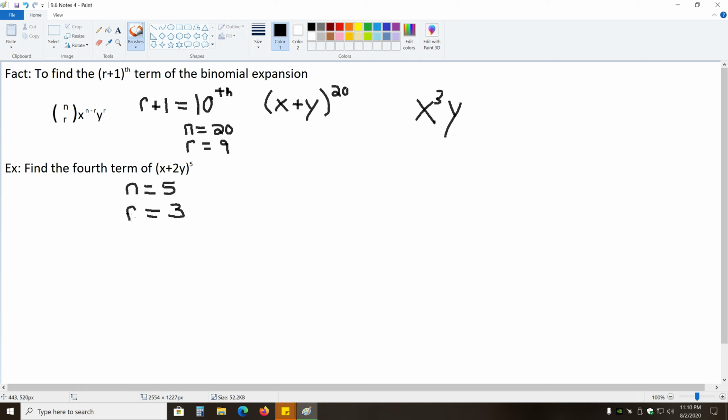And now we can just plug everything we need into our formula. We have n choose r, so 5 choose 3, times x is our first term, to the n minus r gives us to the 5 minus 3, times the second term, so it's plus 2y. It's a positive 2y for the second term. If it were minus 2y, it'd be a negative 2y for the second term. And this is to the r power, which is just 3.